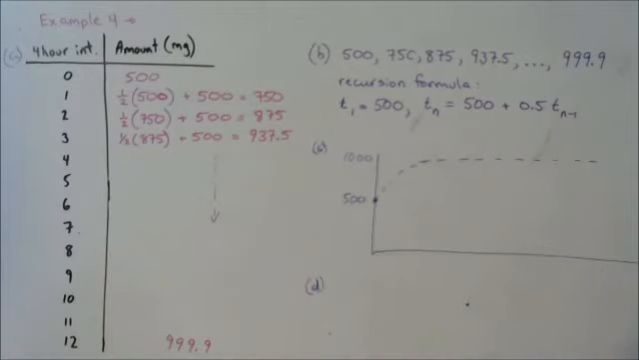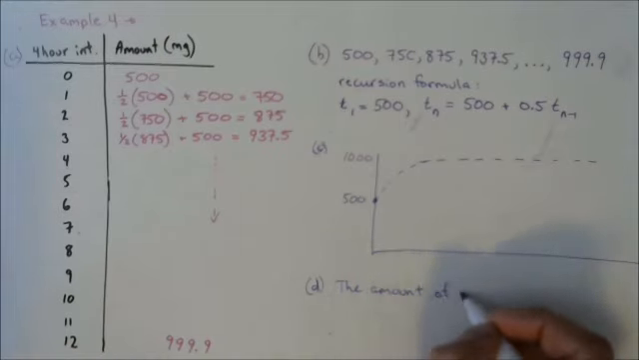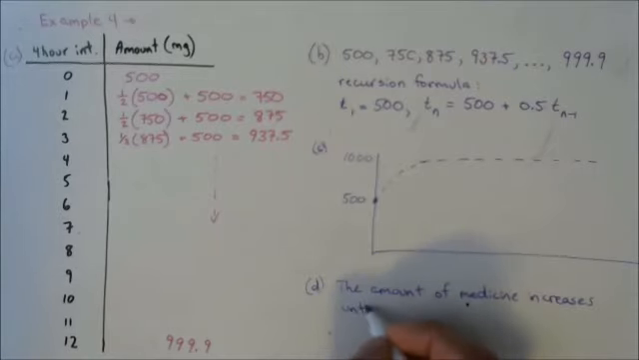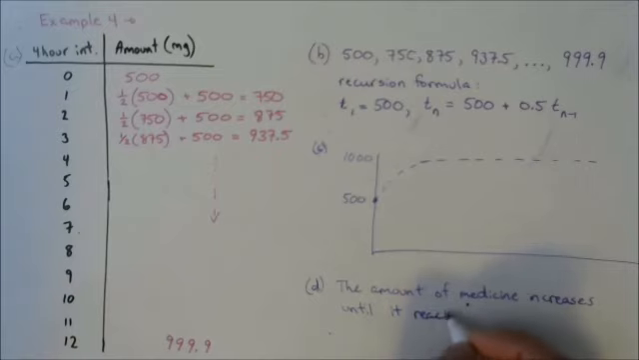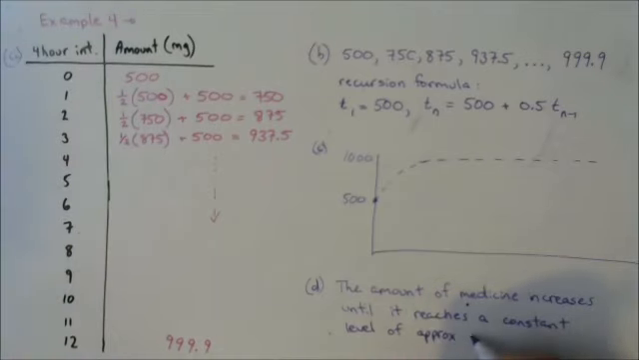So in D, just to complete this out, the amount of medicine increases until it reaches a constant level of approximately 1,000 milligrams. What's interesting about this, here's a real-world application.